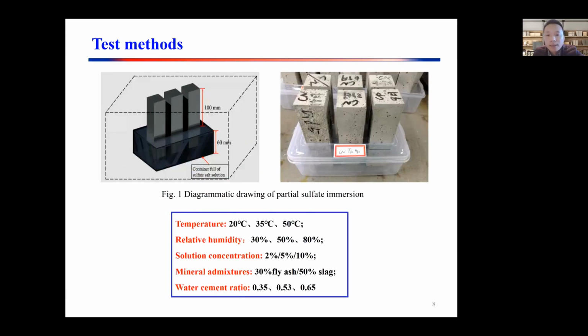The second part is the test method. We studied the effects of 5 factors on the erosion of cement-based materials. The cement mortars were put into the container after 28 days curing age. 10 cm of the mortar are exposed in the air, and 6 cm are immersed in sulfate solution, and they were placed in different corrosion conditions. When reaching the set age, we test the various properties through different methods.